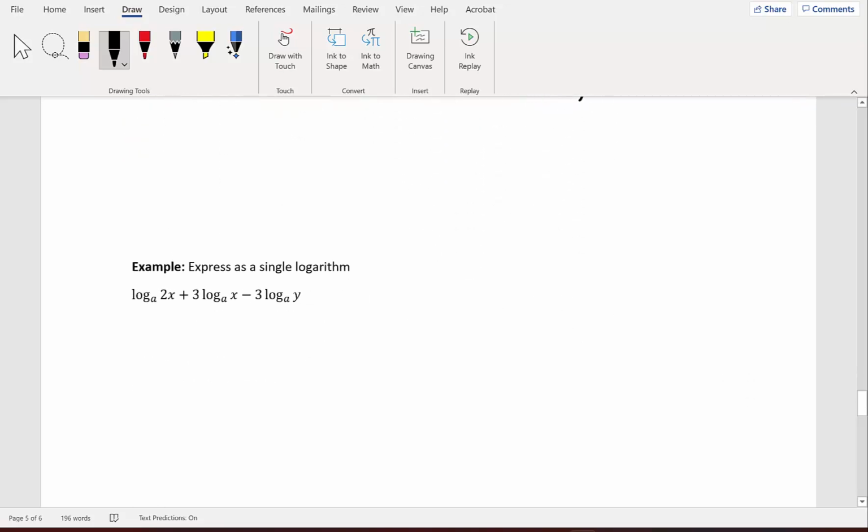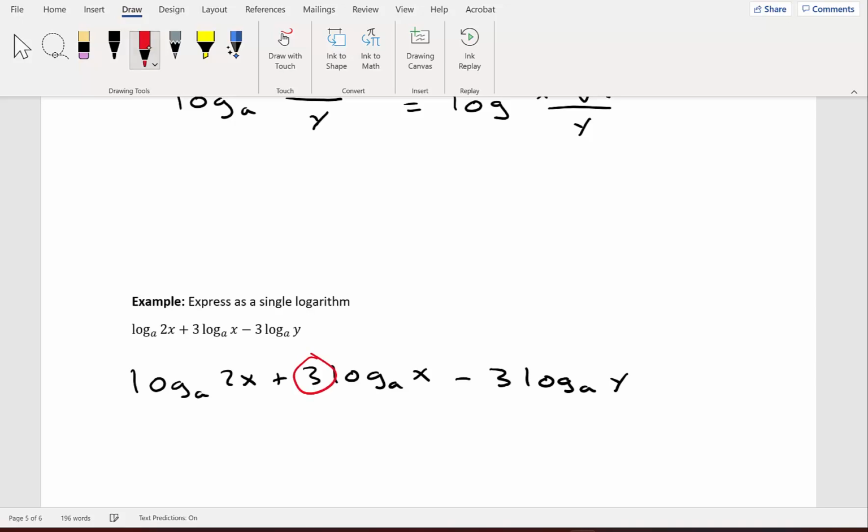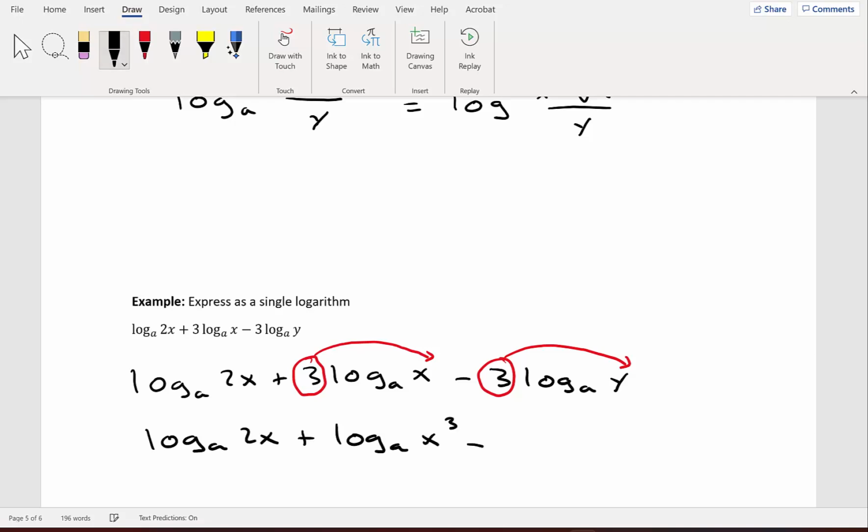Let's take a look at another problem. So express as a single logarithm, we have log base a of 2x plus 3 times log base a of x minus 3 log base a of y. So let's begin by moving all the coefficients of our logs back to exponents. So this 3, I can move back as an exponent, and then this 3 I could also move back as an exponent. So I have log base a of 2x plus log base a of x to the 3rd power minus log base a of y to the 3rd power.